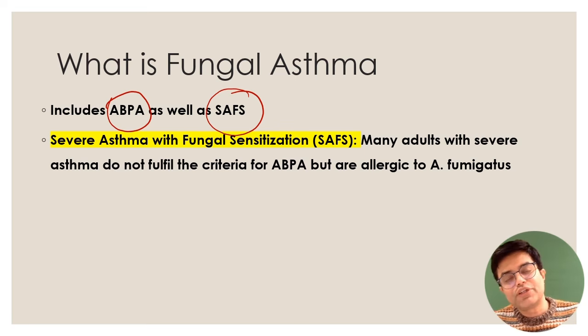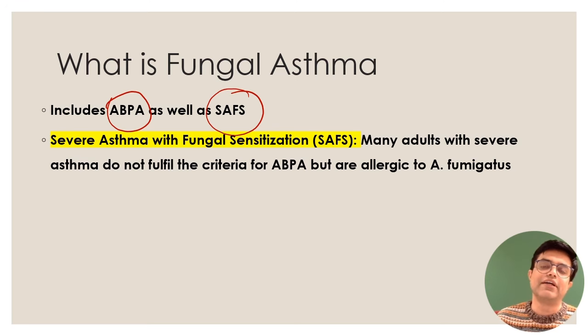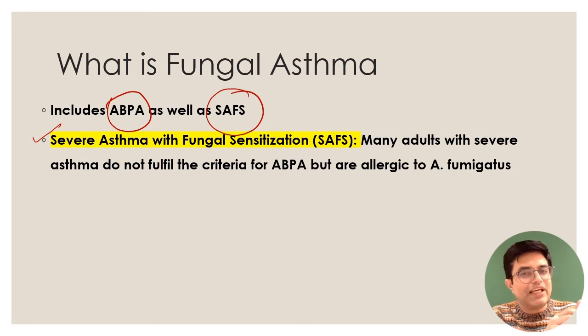There are many patients who are having severe asthma. उनके अंदर allergy है to Aspergillus fumigatus, but all the sensitive criteria which are present for diagnosis, they are not present. तो ऐसे पेशेंट को हम कहते हैं severe asthma with fungal sensitization. I hope you understand that there is a spectrum. इस स्पेक्ट्रम के एक एंड पे तो है ABPA, दूसरे एंड पे है milder variant called as SAFS. These patients have sensitivity to Aspergillus, but they are not having the full-blown ABPA.